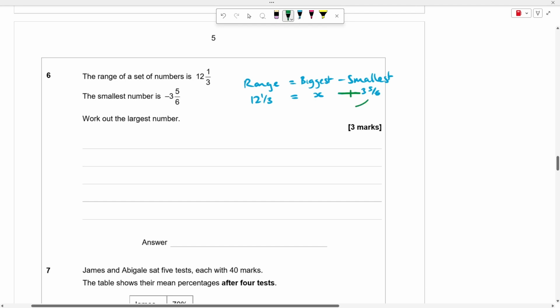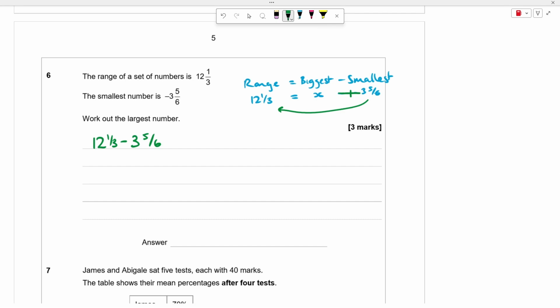So to work out x, what I need to do is take away 3 and 5/6 from 12 and 1/3. So what I want to work out is 12 and a third minus 3 and 5/6. So to do this, I need to work with mixed fractions, in which we multiply the big number by the bottom number, add it to the top.